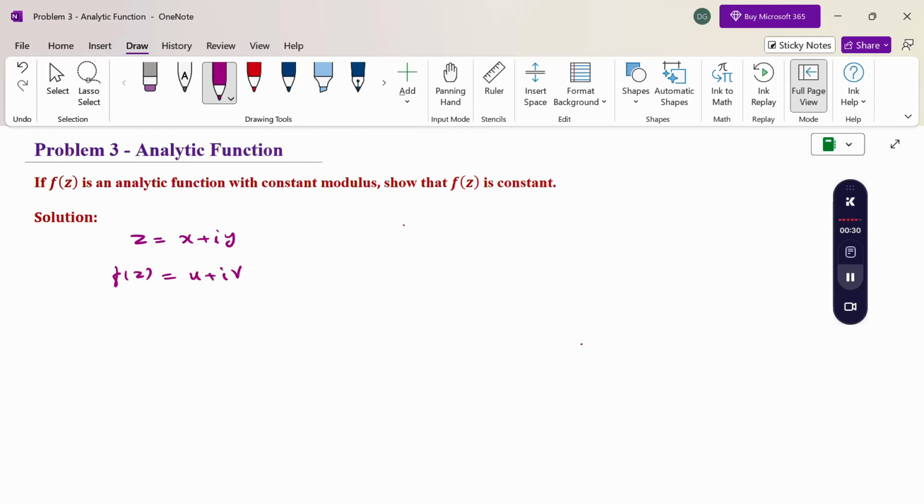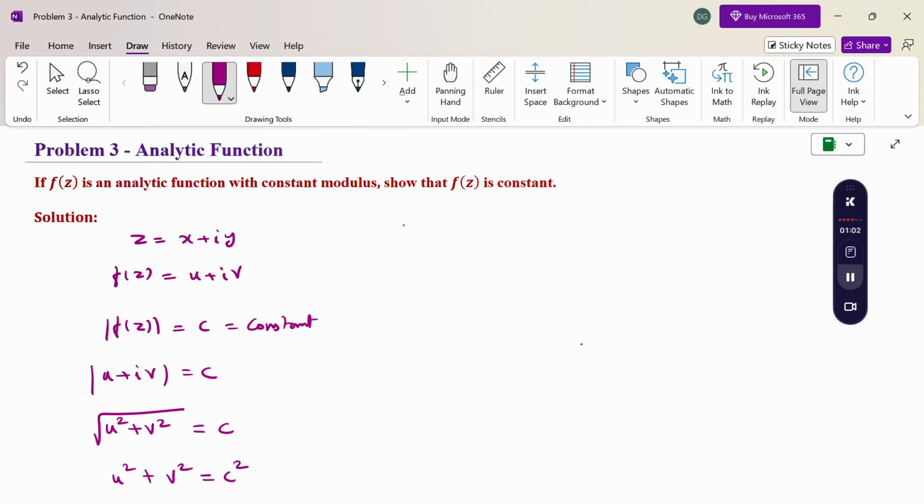Now the given condition: f of z is an analytic function with constant modulus. Therefore when I take the modulus, the value is constant, c is considered constant. Here f of z is u plus iv, modulus equal to c. Removing the modulus, the square root of u square plus v square equals c. Squaring on both sides, u square plus v square equals c square. Consider this equation number 1.